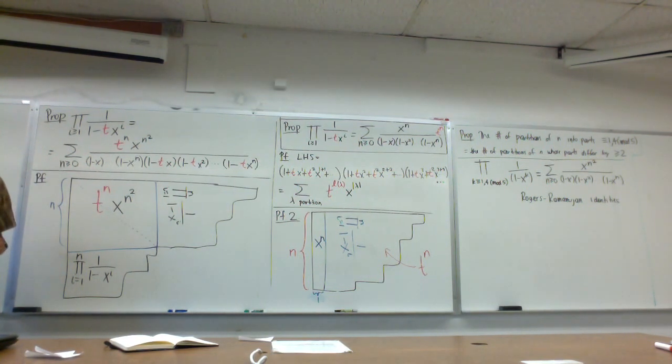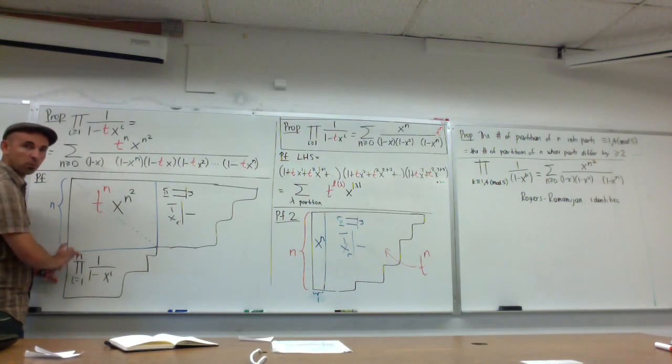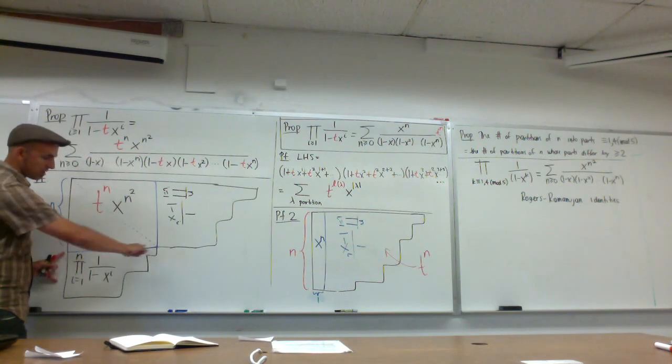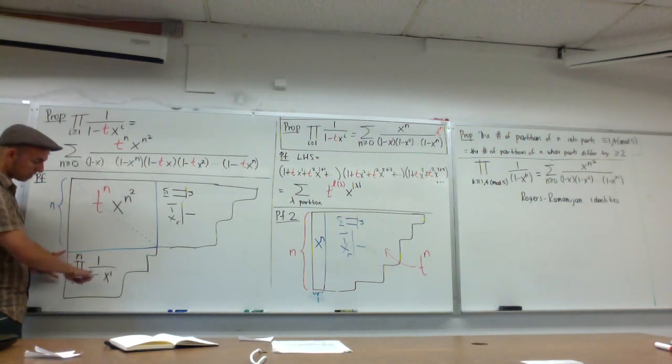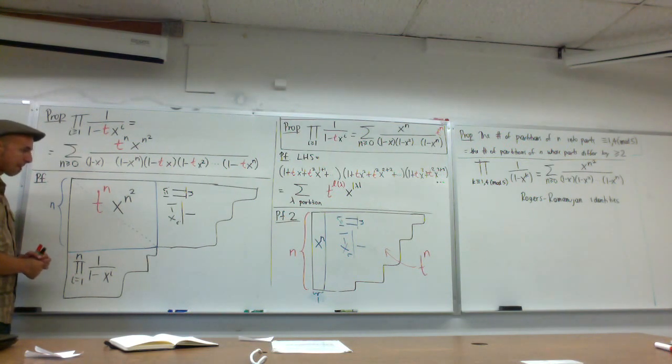Are we done? Repeat that last part, please. That bottom part. This part? Yeah. So here what I said is that we have a partition whose parts are less than or equal to n. Right? And so we know that those are given by this generating function. Now, I would say that we did the x part correctly, but we did not do the t part correctly.